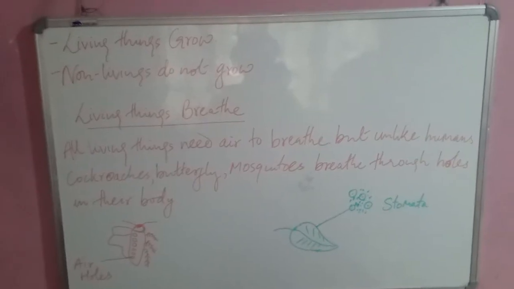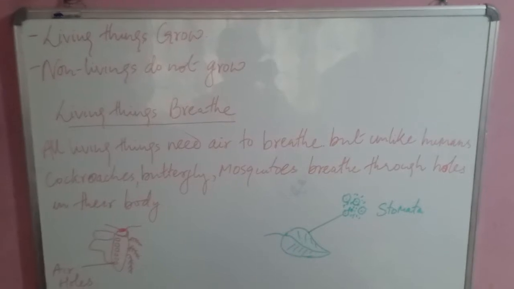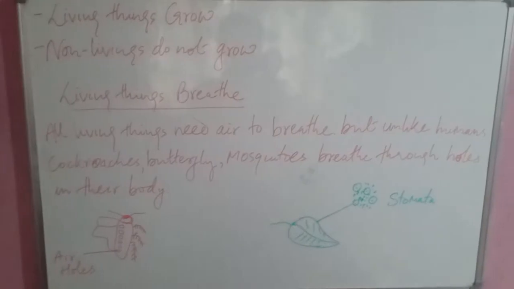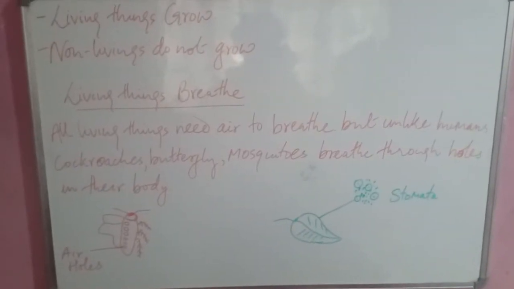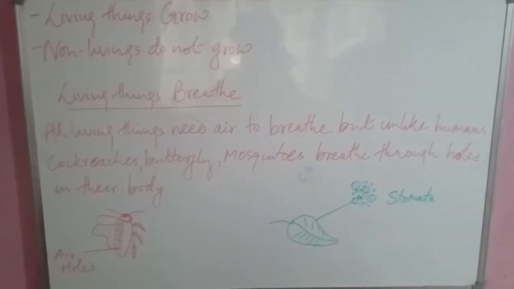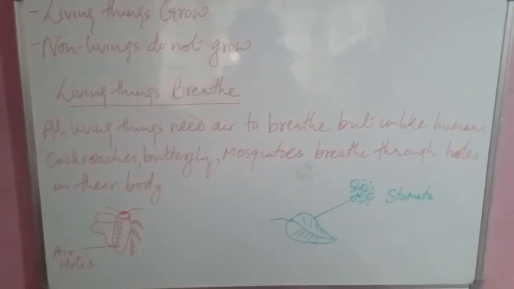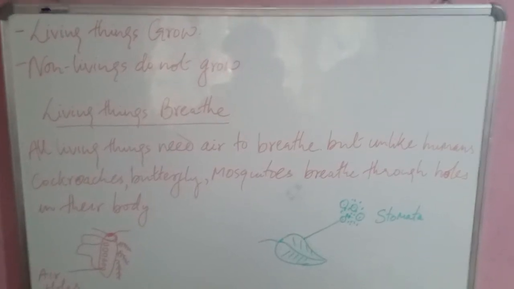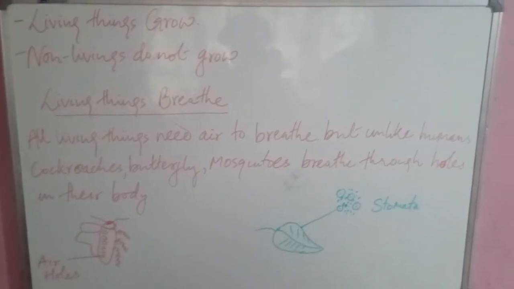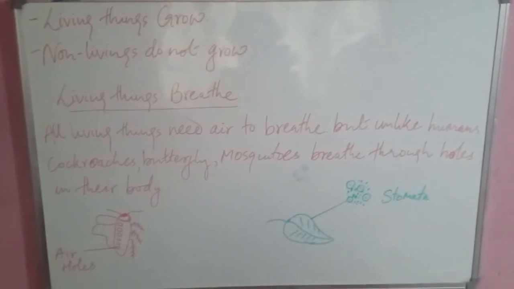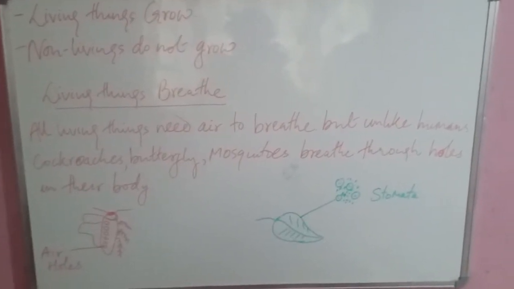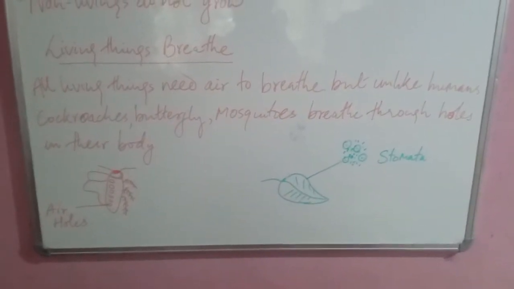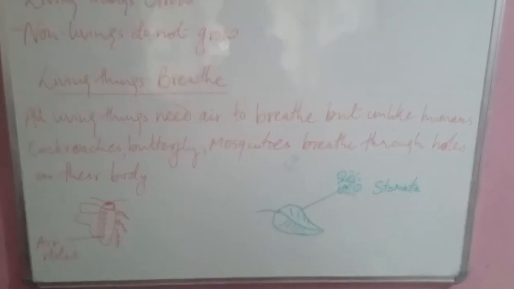Moving on. Next we have: living things can grow. Plants and animals grow with time, as we all know. Plants need water, air, warmth and more to grow. But we humans need food, water and air, not clothes or shelter, to grow.